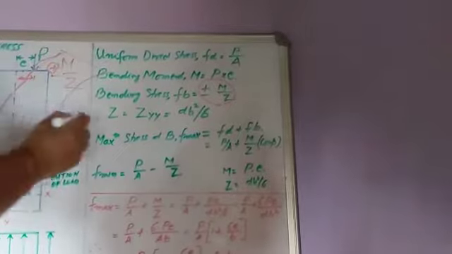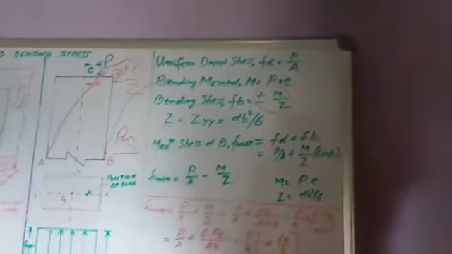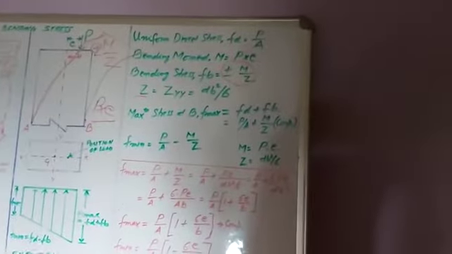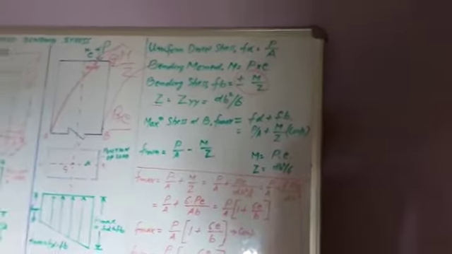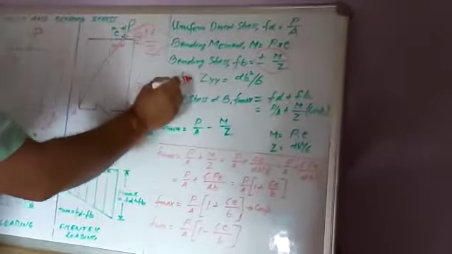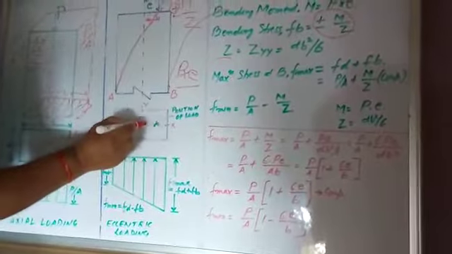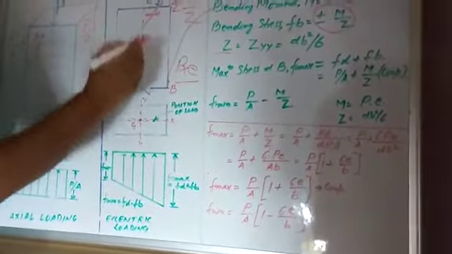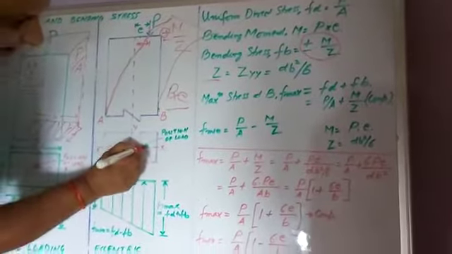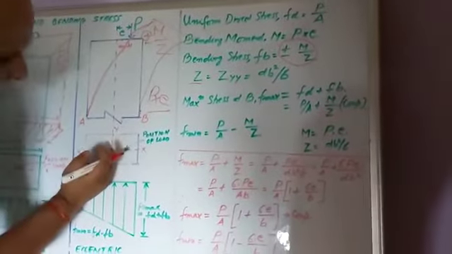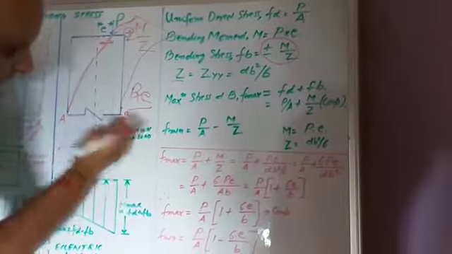And what is Z? Z is the section modulus of the section. This also you might have studied in the earlier classes. Now in this case, Z is ZYY. Why ZYY? You see over here, this is the YY axis and this is the XX axis. Where is the load line? The load line is falling on the XX axis. So we have to find the section modulus about the YY axis.